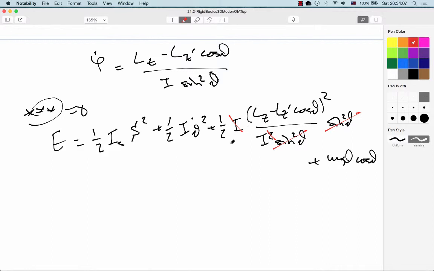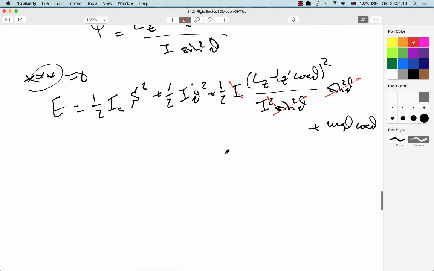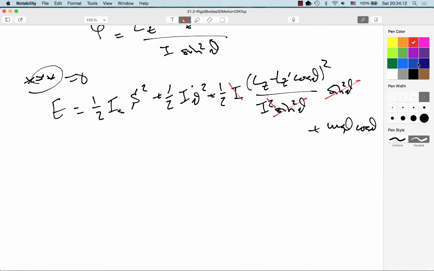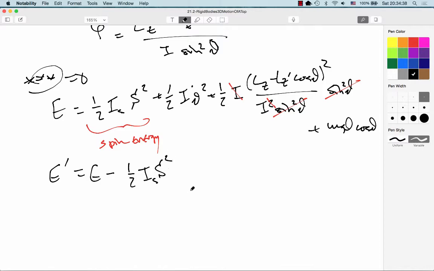All right, now let's go and look at this. First off here, this bit is the spin energy. And we've already seen that's a constant of the motion. So we can kind of just wish that away. So we will redefine our energy by just moving the zero of it to be E minus that spin energy, since that's a constant. That way we won't have to worry about it.